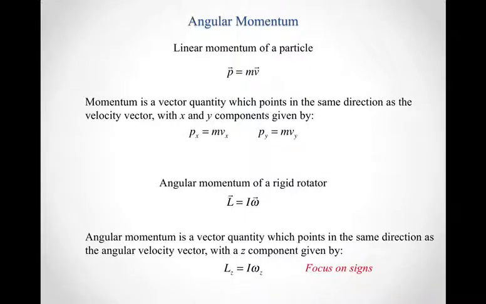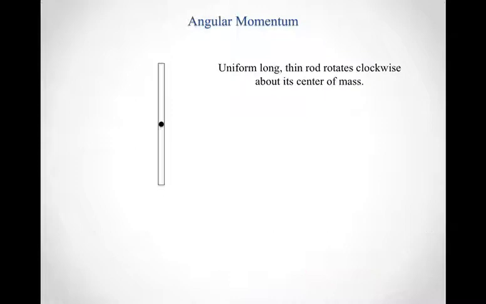and because that's a one-dimensional problem, just like the rest of our rotational problems, we're going to make sure that we focus on signs and get the right sign in thinking about the angular momentum as a vector quantity. So of course, to get the right sign, we've got a right-hand rule. And so let's take a uniform, long, thin rod that's rotating clockwise about its center of mass.